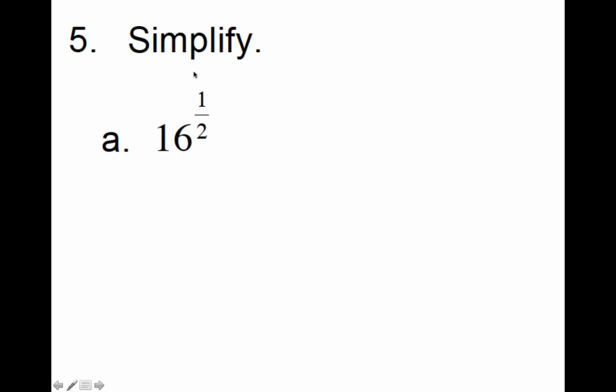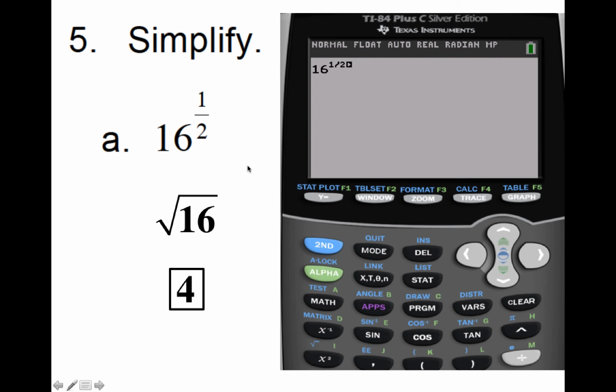Number 5, to simplify with a fractional exponent, you should rewrite it as a root problem or a radical problem. So we are doing the square root of 16 to the 1 power. And then the square root of 16 is just 4. You can always double check these by typing in 16 using the caret button for the exponent and then 1 divided by 2, and it'll show you that the answer is 4. So you can check it on your calculator.